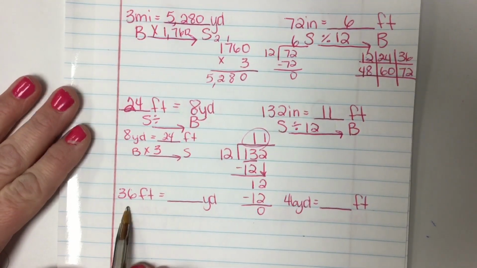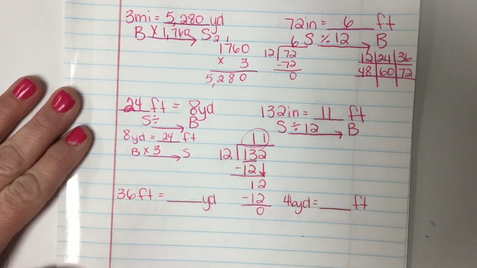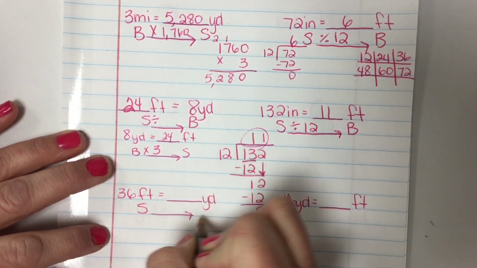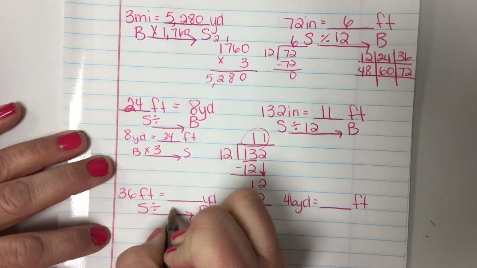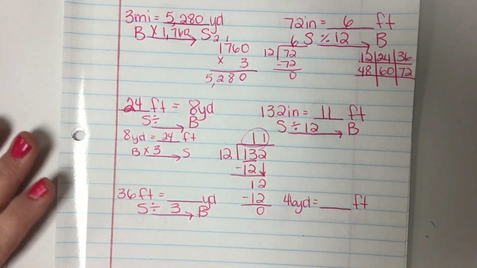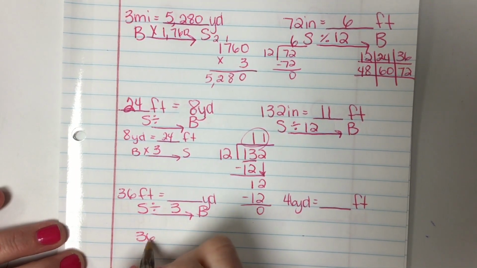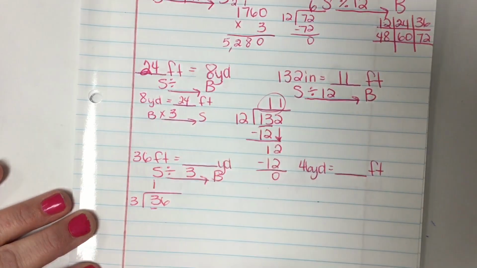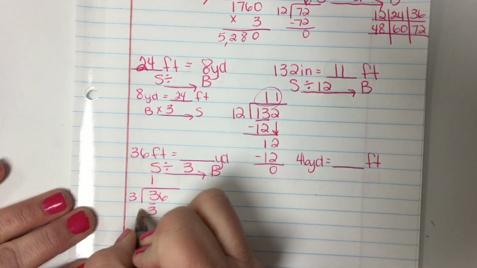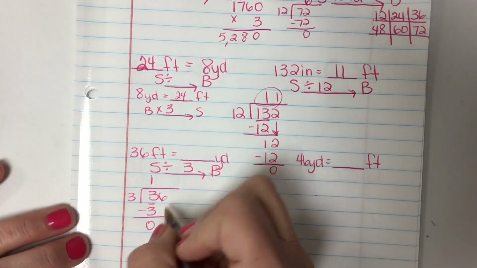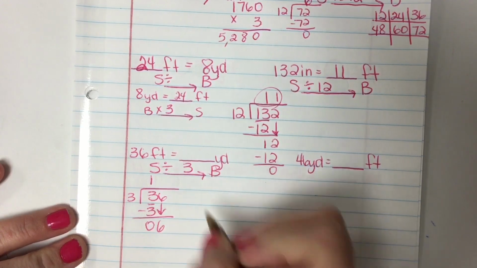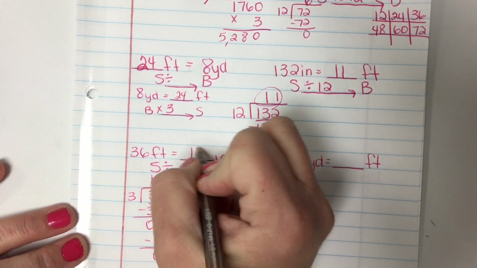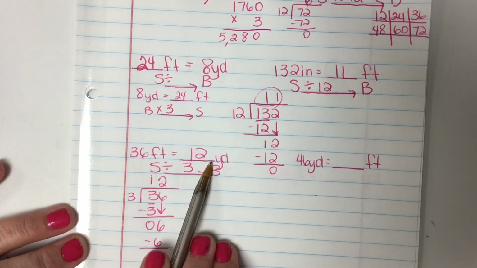Okay, 36 feet equals how many yards? So look at your conversion. We're going feet to yards. So feet is small, yards is big, so we're dividing. And there are 3 feet in every yard, so we're going to divide by 3. 3 will go into 3 one time. 1 times 3 is 3. Subtract, we get 0. Bring down the 6. 3 will go into 6 2 times. 12 is your answer. 36 feet is equal to 12 yards.